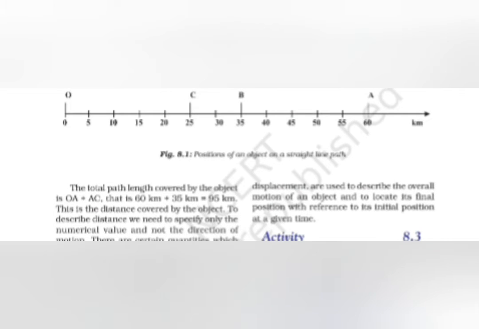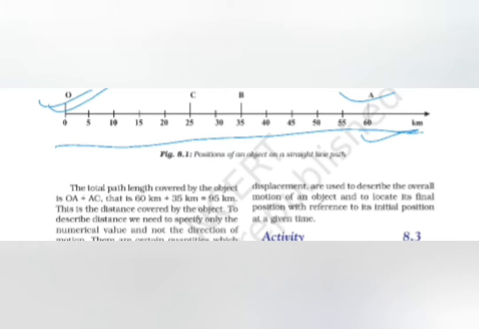Now let us look at this example. See, suppose we are starting from O, we are moving to A, which is 60 kilometer. This is a kilometer scale. You can see that we are starting from O, reaching A. How much distance have we covered? 60 kilometer. And how much displacement have we covered? Displacement is also the same as 60 kilometer.